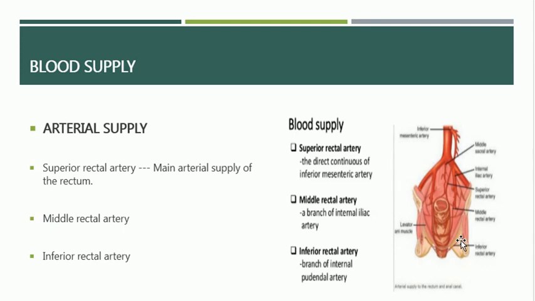So these are three vessels. Now I again repeat, the arterial supply of the rectum is by three vessels. One is the superior rectal artery, then the middle rectal artery, and the inferior rectal artery. But keep in mind, the predominant main arterial supply is by the superior rectal artery, which is a direct continuation of the inferior mesenteric artery, and it comes in the posterior relation of the rectum. It runs in the posterior hollow of the sacrum.